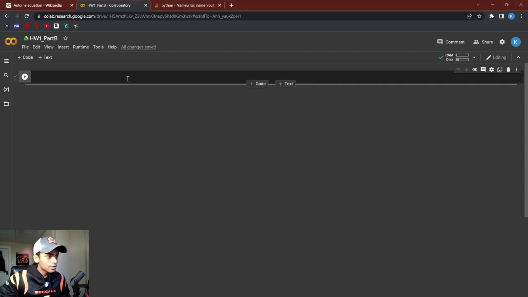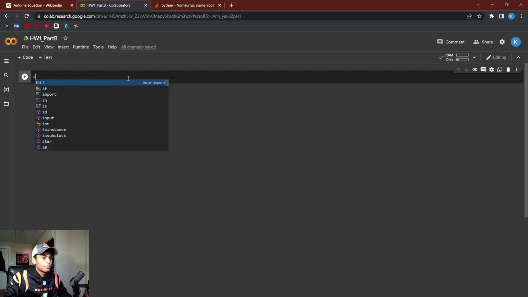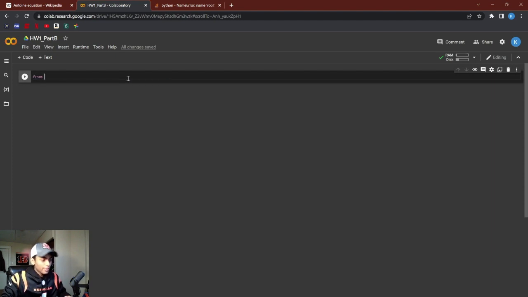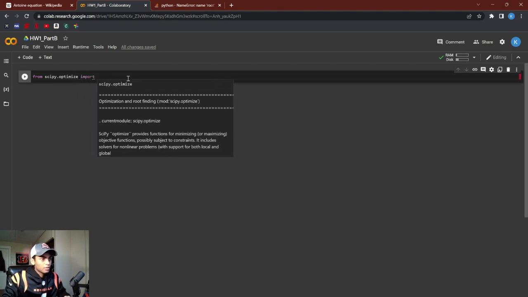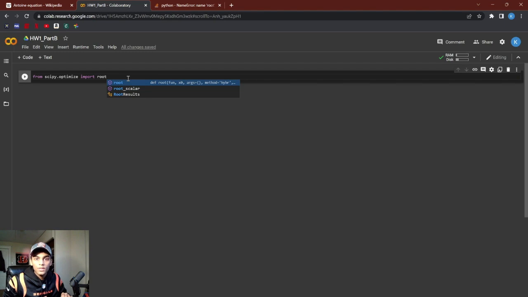So first let's start by importing something we're going to be using later on, which is going to be from the SciPy library, scipy.optimize. We're going to import root. And what root does, it takes a function and finds its zeros.